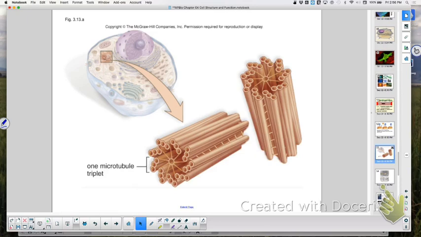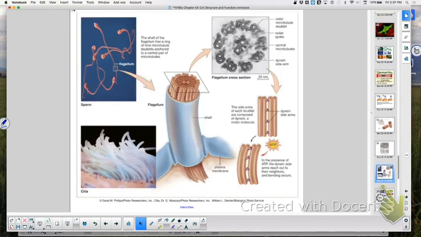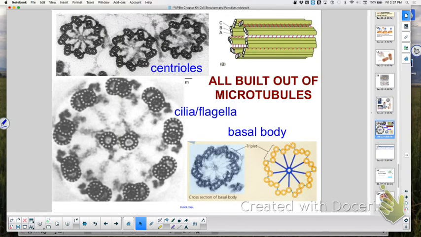Now, microtubules in this arrangement, 9 groups of 3, are also the anchor for flagella and cilia in that same arrangement. But when you look at it, it's not 9 groups of 3, it's 9 groups of 2 with 2 in the middle. But down where they're anchored, it looks the same. So here we can see that 9 groups of 2 and 2 in the middle, and there's a diagram here. 9 groups of 2, 2 in the middle. That's cilia, flagella. That would be centrioles. That would be basal bodies.